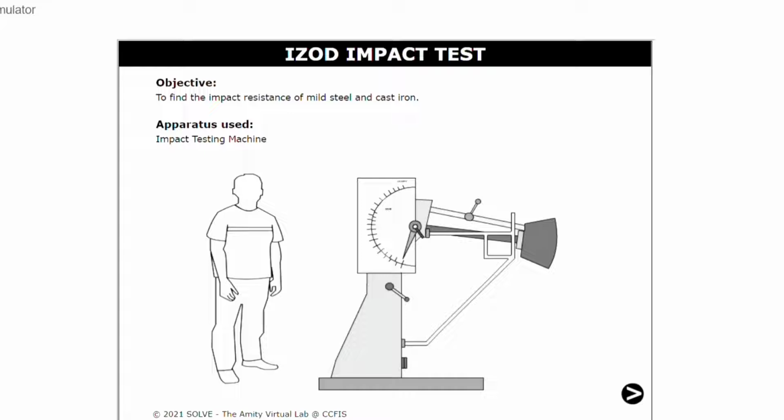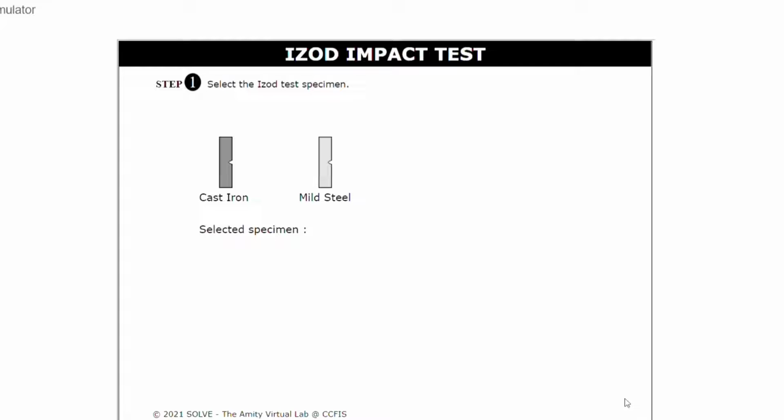The objective of this is to find the impact resistance of mild steel and cast iron. The apparatus used is the impact testing machine. Step 1. Select the Izod test specimen.